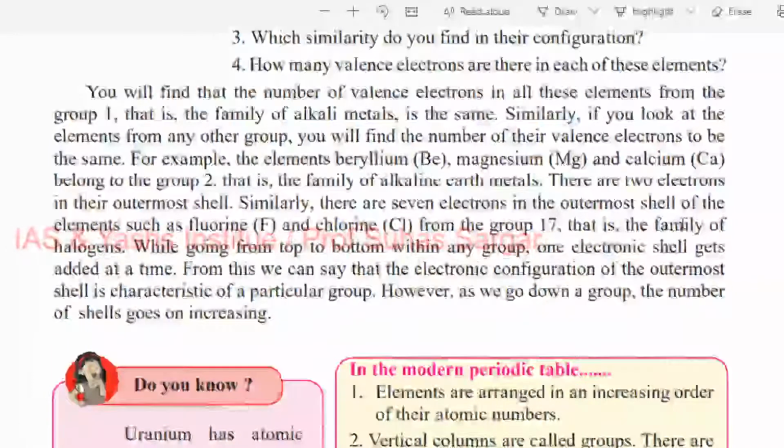While going from top to bottom within any group, 1 electronic shell gets added at a time. From these, we can say that the electronic configuration of the outermost shell is a characteristic of a particular group. However, as we go down a group, the number of shells goes on increasing.